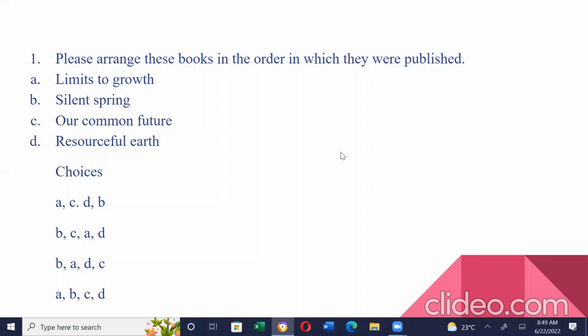So the book that was published first was Silent Spring, which is B. Then comes A, which is Limits to Growth. Then comes D, which is Resourceful Earth in 1984. And finally C, which is Our Common Future. So the correct answer is this one, BADC. Okay. Let's move on to the next slide.